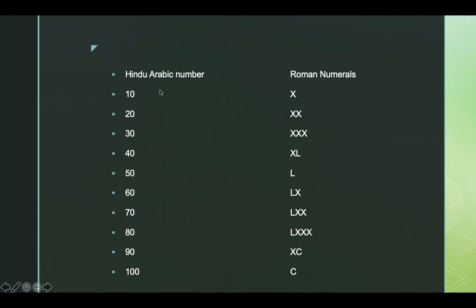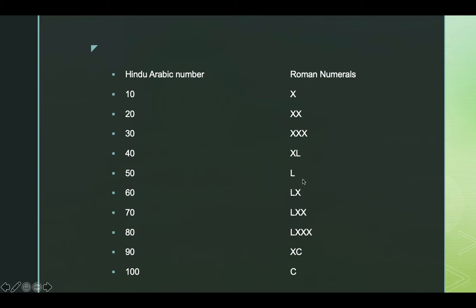Here again I have given you some more Hindu-Arabic numbers and Roman numerals. 10 is written as X, 20 is written as XX, 30 is written as XXX. Now children, again, how to write 40? Can we write 4 times X? No. So how to write 40? L is 50 and 50 minus 10 is 40. So we have written it in this way, XL. So 40 is written as XL.